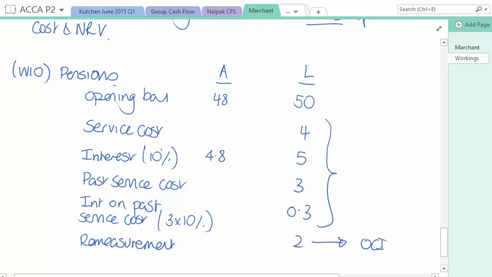So what we need to do is to add all of these together, and into the statement of profit and loss we've got our service cost plus our interest cost plus our past service cost plus the interest on the past service cost less the interest on the assets, and that gives us an expense of 7.5. So there's 3 or 4 marks going for that. If you know how to deal with pensions, those are relatively easy marks to pick up. So this question is really to do with technique.